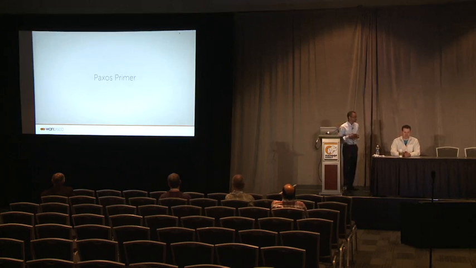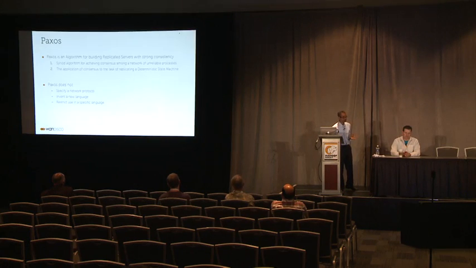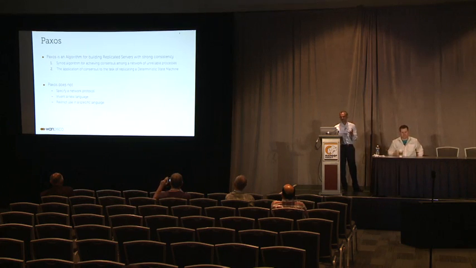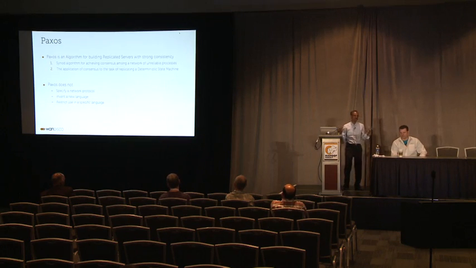Let's take a brief look at Paxos before we move on, because this is germane to our discussion here. As I mentioned, it's an algorithm for building replicated servers with strong consistency. It consists of 2 parts. There's the synod algorithm for achieving consensus among a network of unreliable processes, and the application of this consensus to the task of replicating deterministic state machines. So in reality, Paxos is more than an algorithm for reaching consensus. It's a new way of building servers.